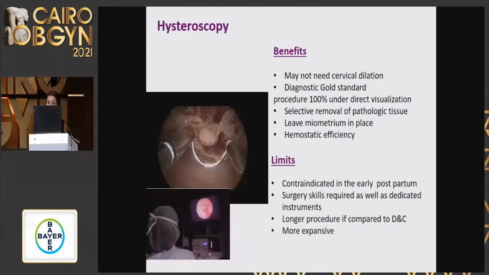Hysteroscopy, a vision technology, has some benefits because sometimes we do not need cervical dilatation. We have direct visualization and so selective removal of pathologic tissue, saving the myometrium. We also have hemostatic capacity. The limits are that it is contraindicated in early postpartum, we need surgical skills, and compared to DNC the procedure is longer and also more expensive.